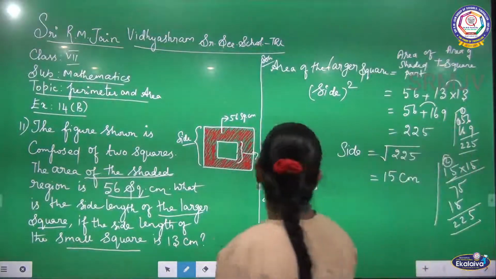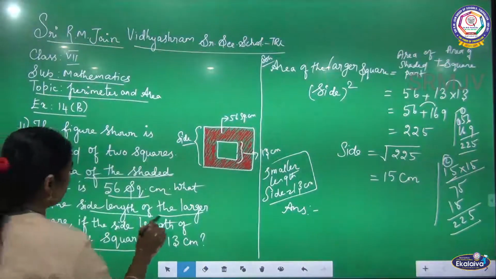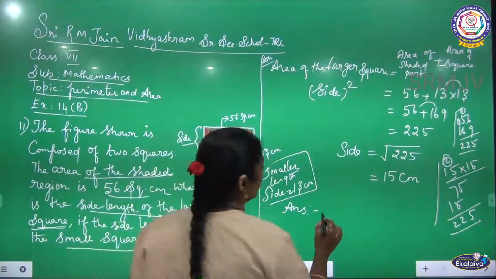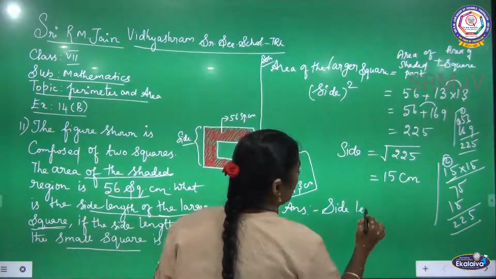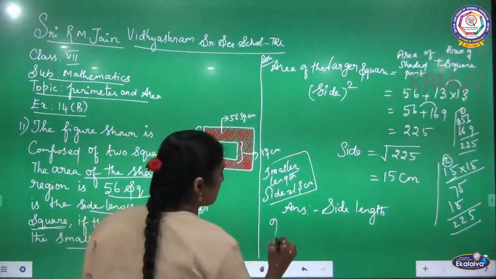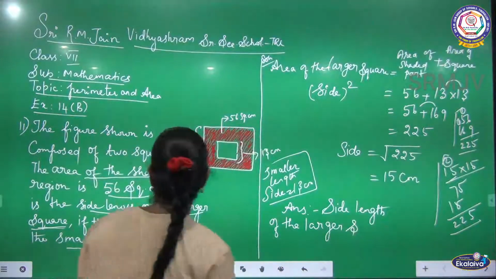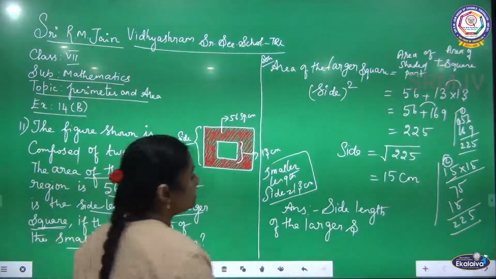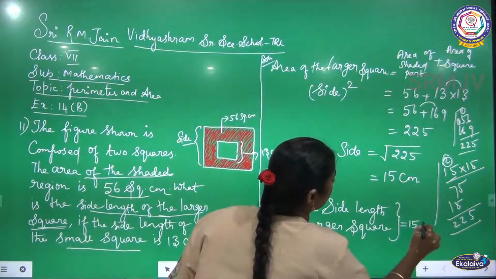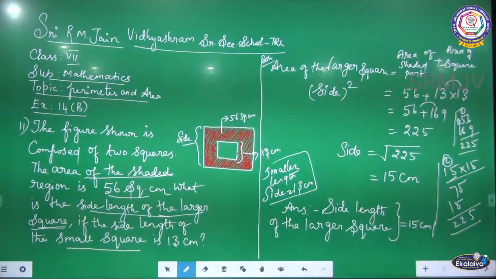So, the answer I am going to write. What is the answer I am going to write? Side length of the largest square. That answer I am going to write here. Side length of the larger square is equal to, write the unit children, 15 centimeter. Got it? Any doubt in this, children?